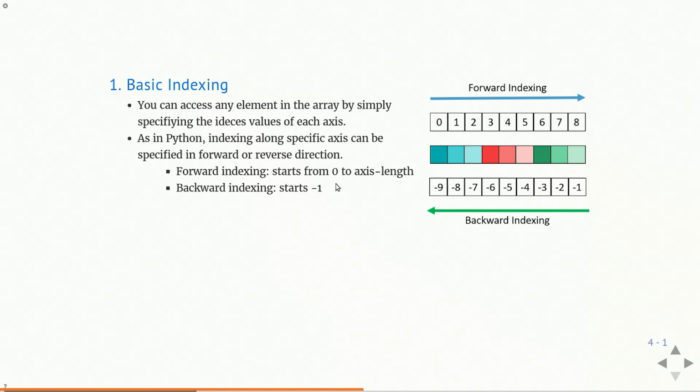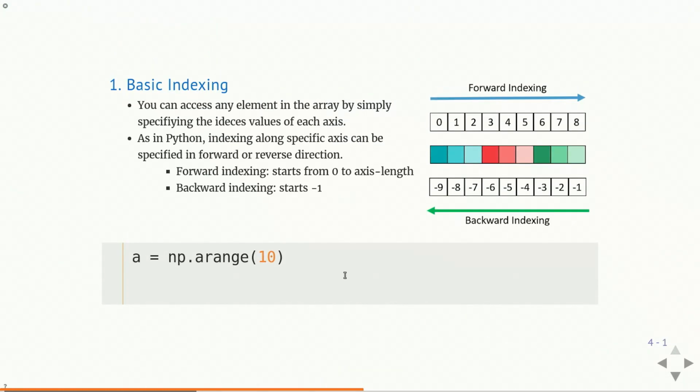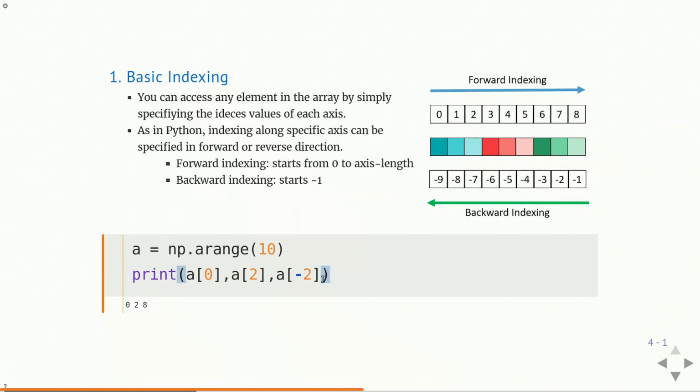Let's access the 3rd, 5th and 9th elements of this one-dimensional array, or one-dimensional vector. So we are going to access a of 0, a of 2, which is going to be the 3rd element, and a of -2. So here it is. It gives us access to the 3rd, 5th and 9th elements of this one-dimensional array.